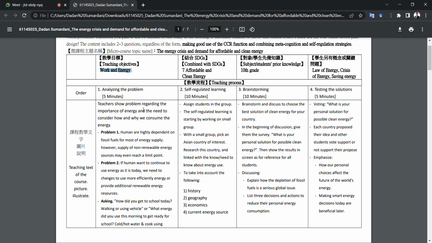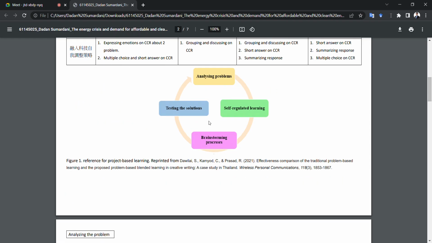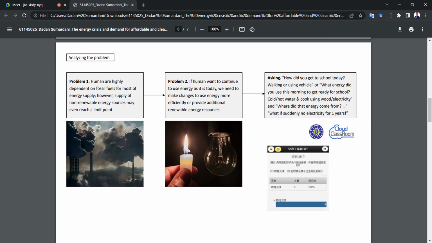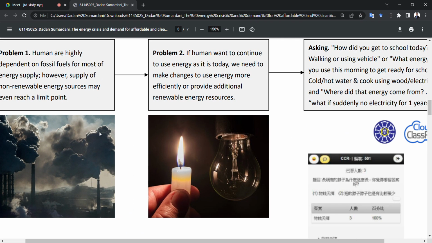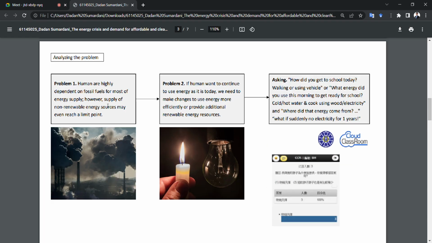So I'm starting by analyzing the problem for 5 minutes, and then self-regulated learning for 10 minutes, brainstorming for 10 minutes, and testing the solution for 5 minutes. So the process of that is from the Wilai, I adopt from that. So we are starting from analyzing the problem.